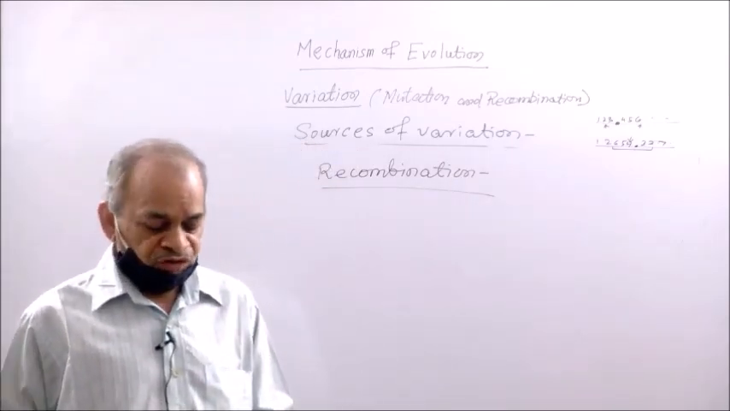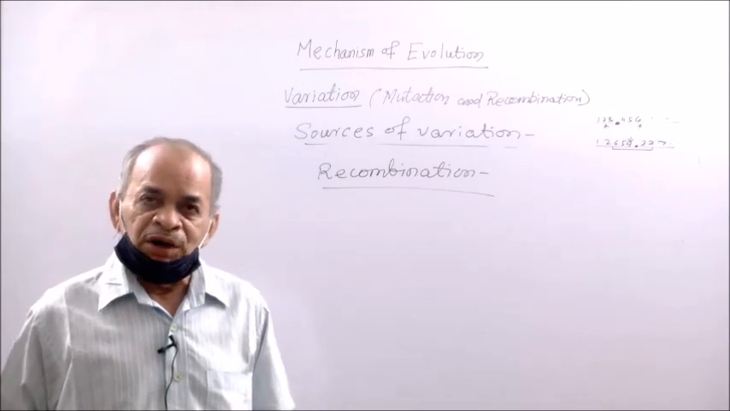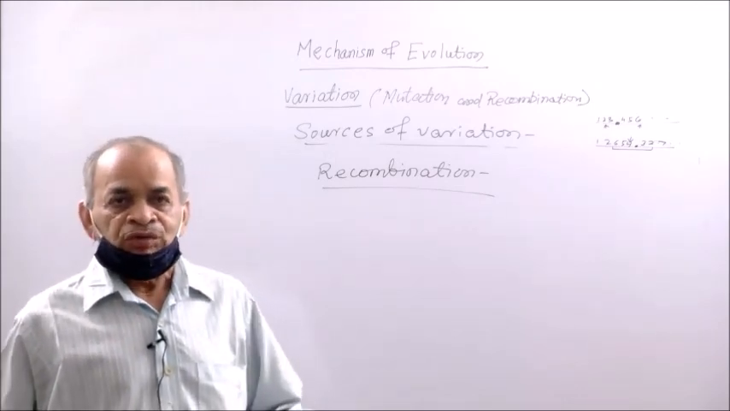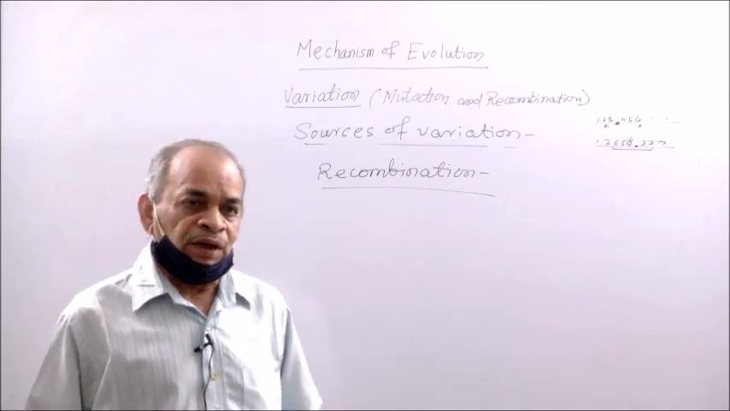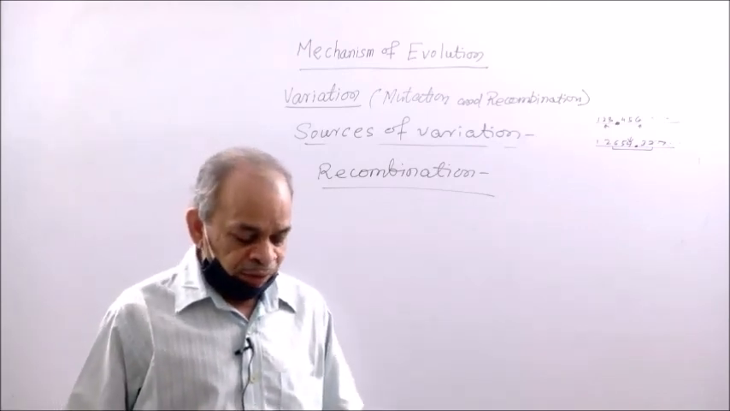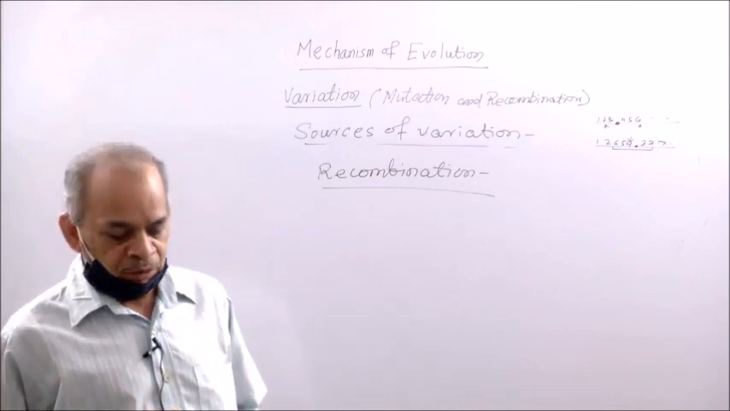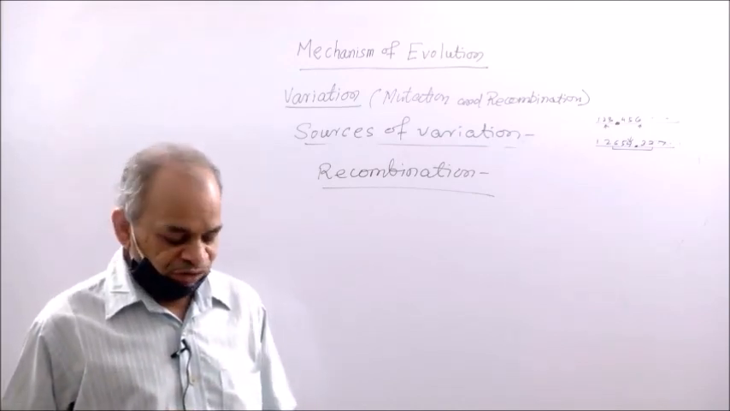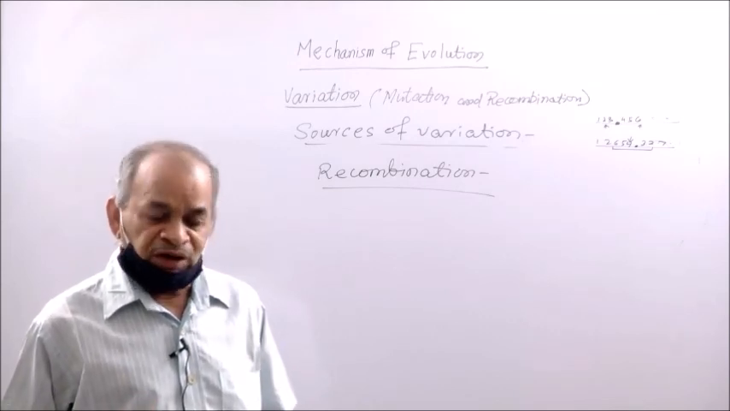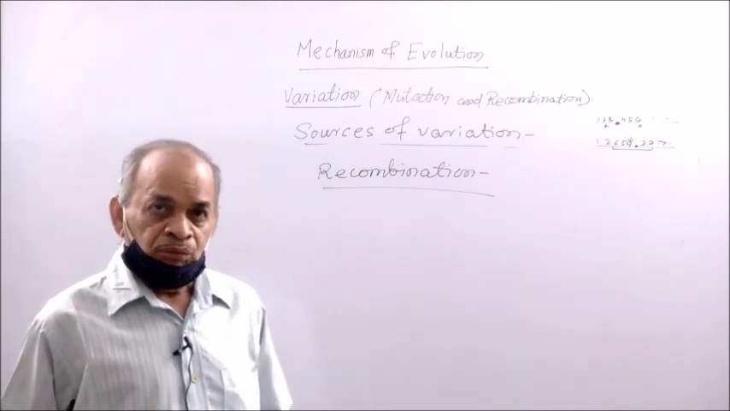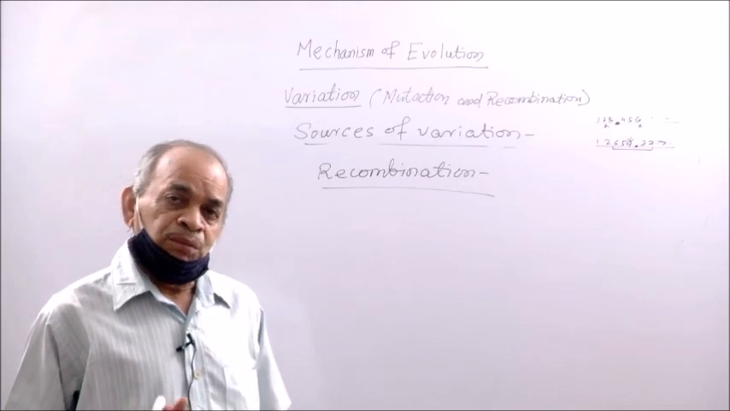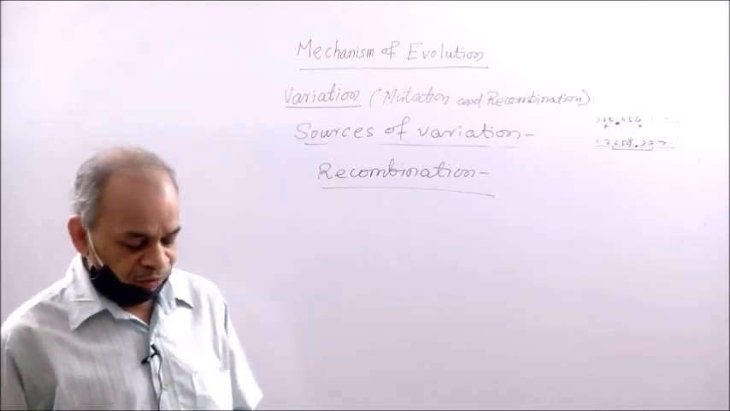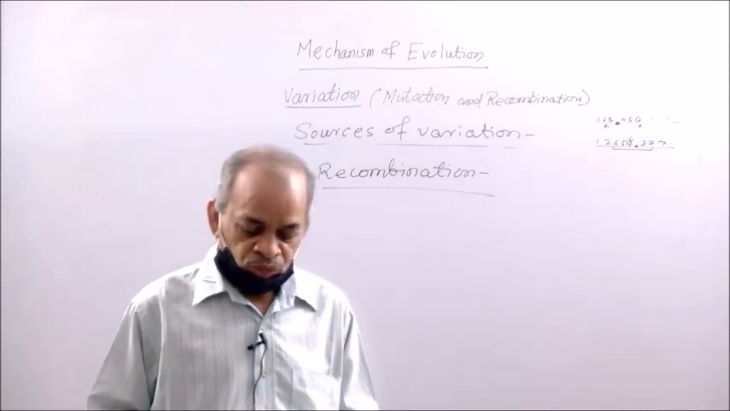Recombination is the process of mixing of available genes into varieties of genotypes. It is also a primary source of variation and no less significant than mutation. It is as significant as mutation, not less significant than mutation.